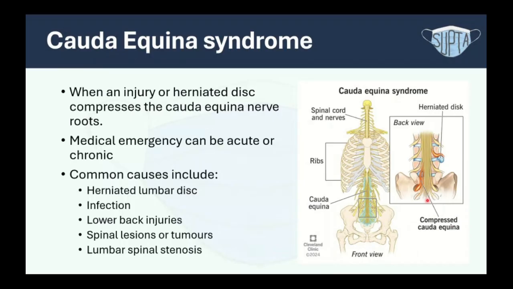So common causes for cauda equina syndrome: herniated lumbar disc. You can get an infection, sometimes lower back injuries, so trauma as well, and also spinal lesions or tumors or lumbar spinal stenosis as well. But the main cause is herniated discs. That's a key one to remember.